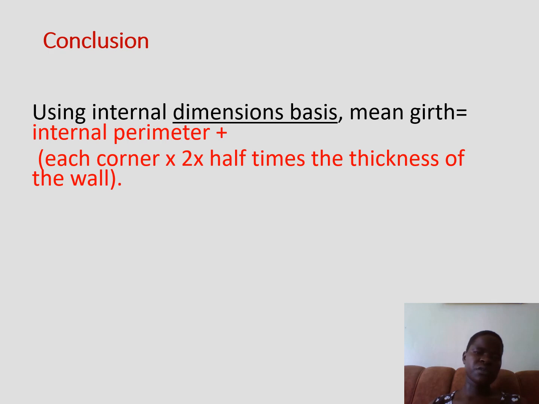In conclusion, we have said that when we are using the internal dimensions basis, mean girth equals the internal perimeter plus, for each corner, 2 times half the thickness of the wall.